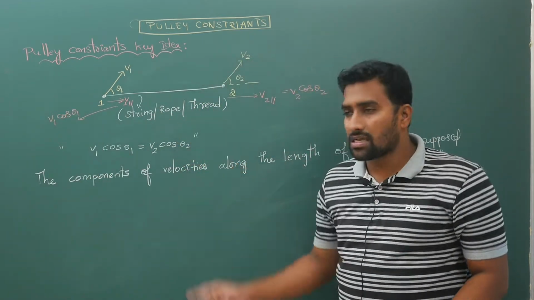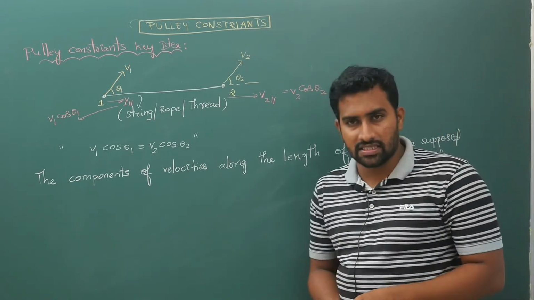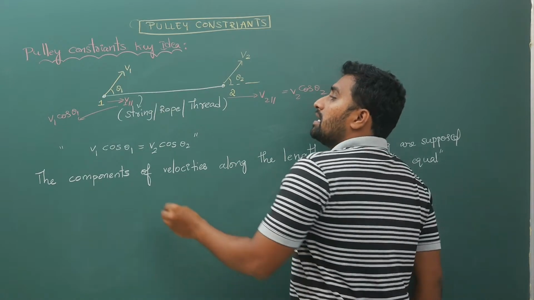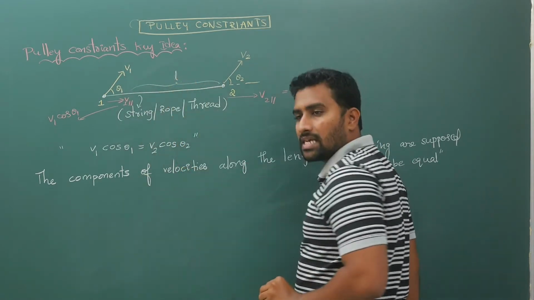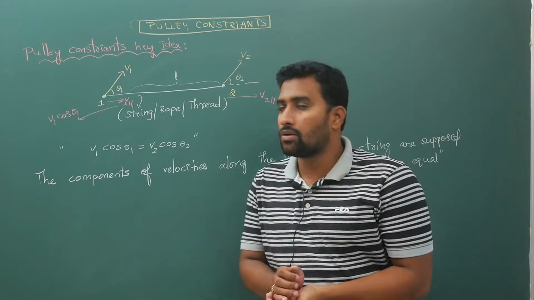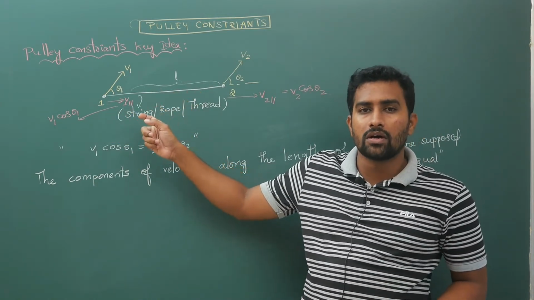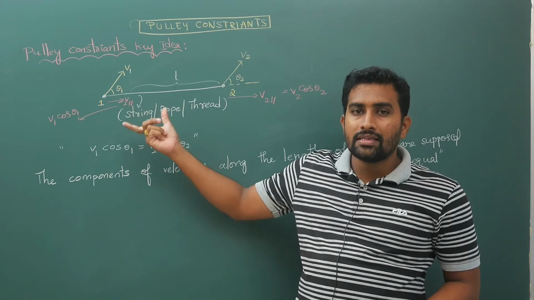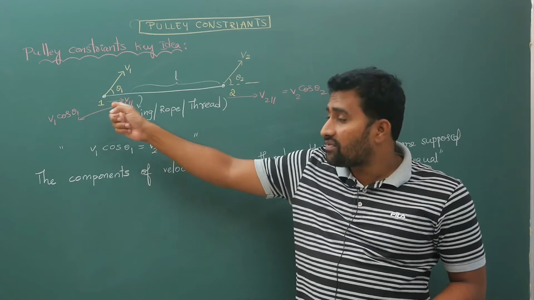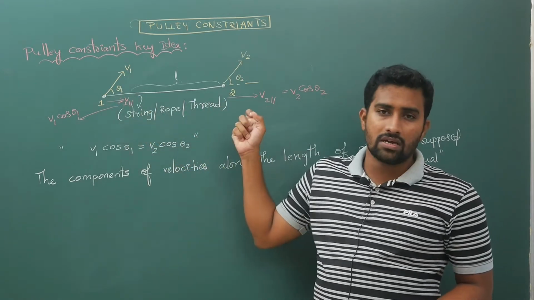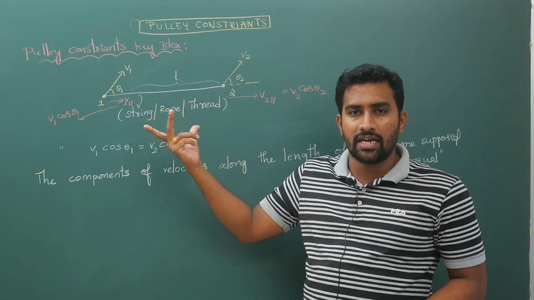So why are these supposed to be equal? If the string is inextensible, and if this length between these 2 points is L, what will remain constant? The length is supposed to remain constant. Now if the components of velocities, this and this, are not equal, obviously what happens? Along the length of the string, L will change, right?